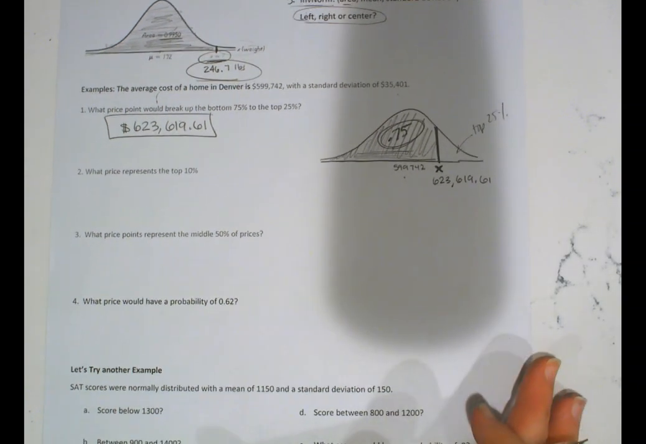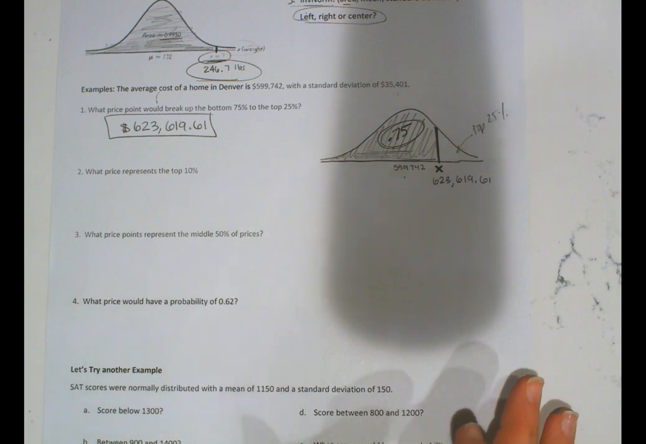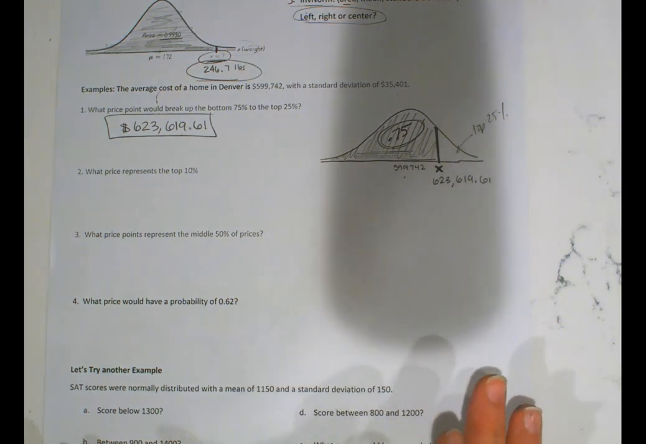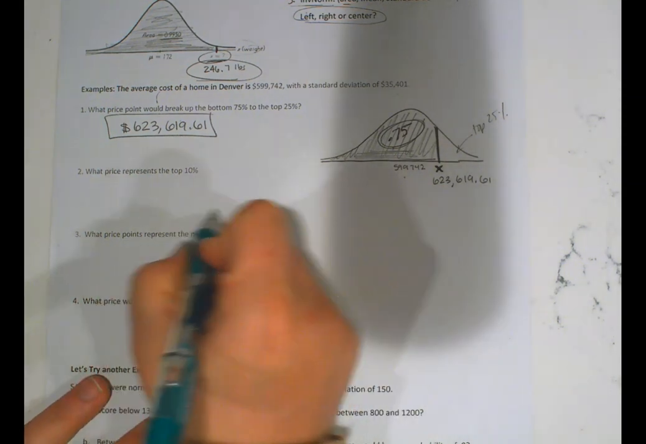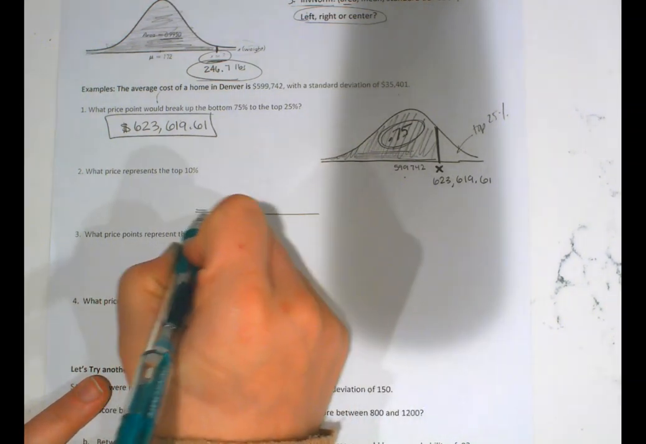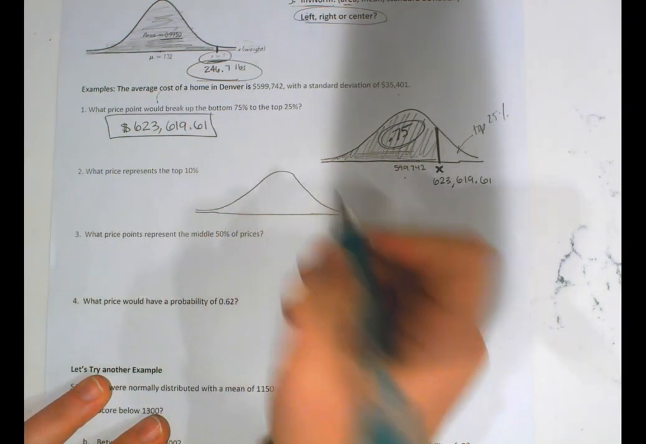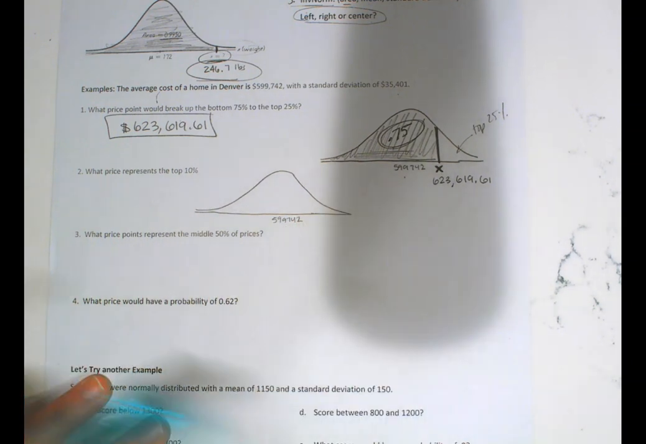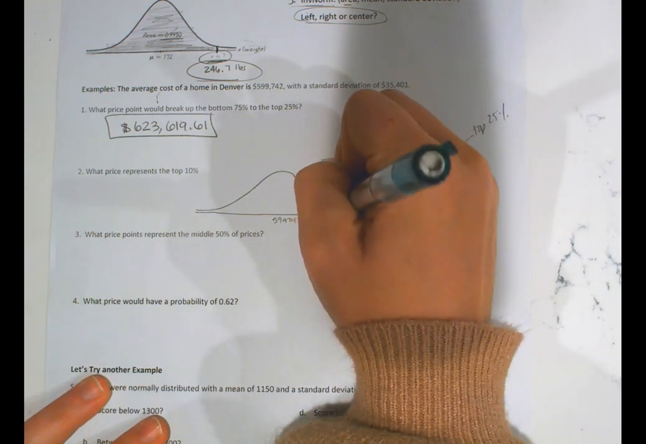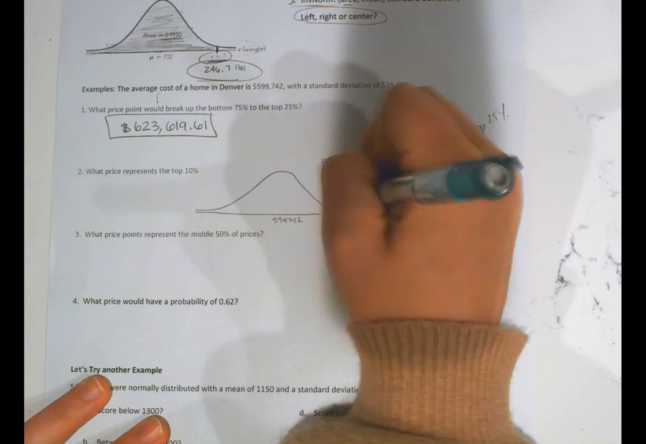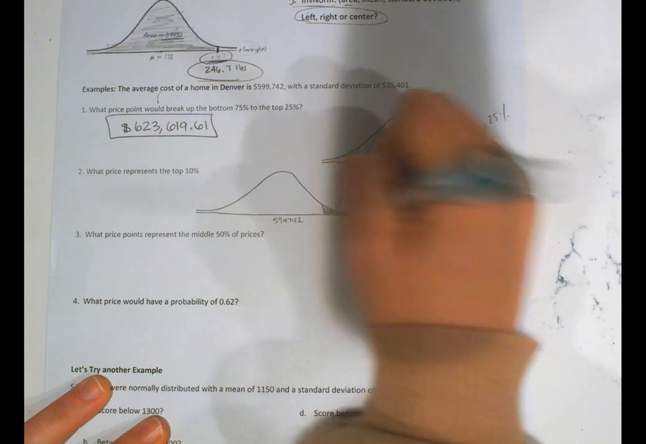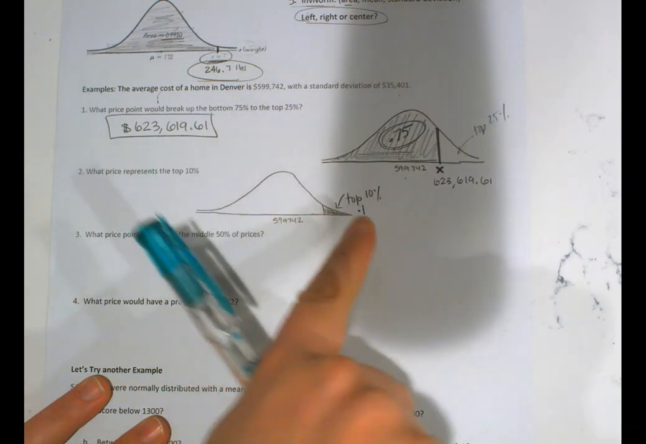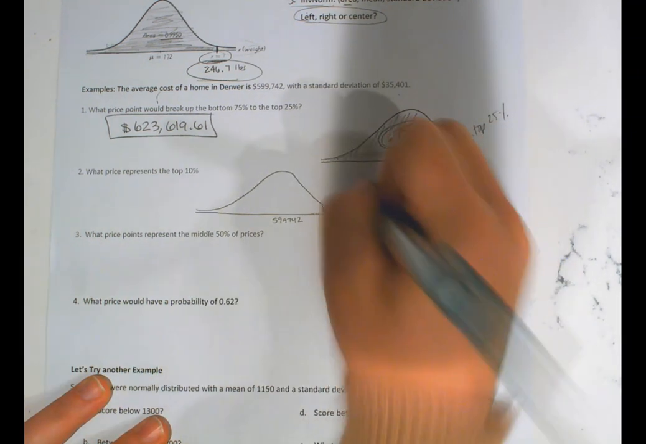Okay. Here's where things can get a little tricky. What price represents the top 10%? So if we think about our normal curve, 599,742 is the middle. I want the top 10%. So that would be this small shaded region over here, which represents the top 10%, or an area of 0.10.